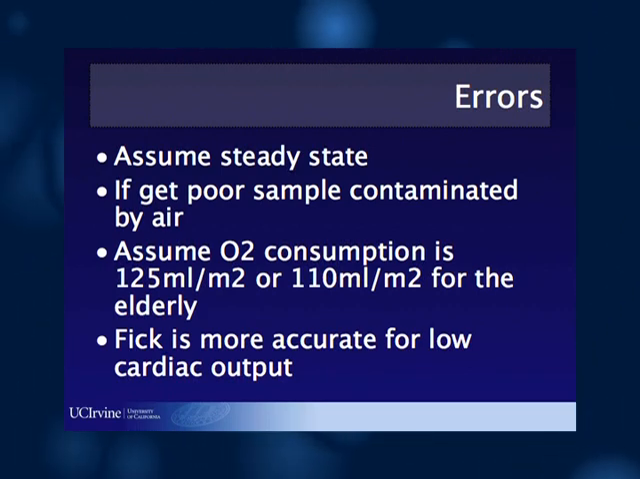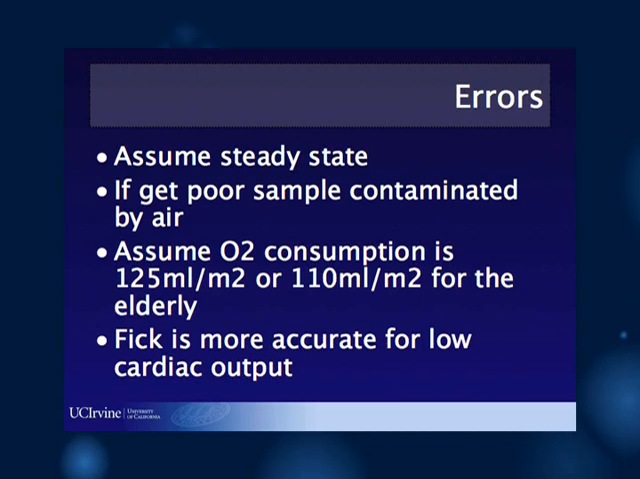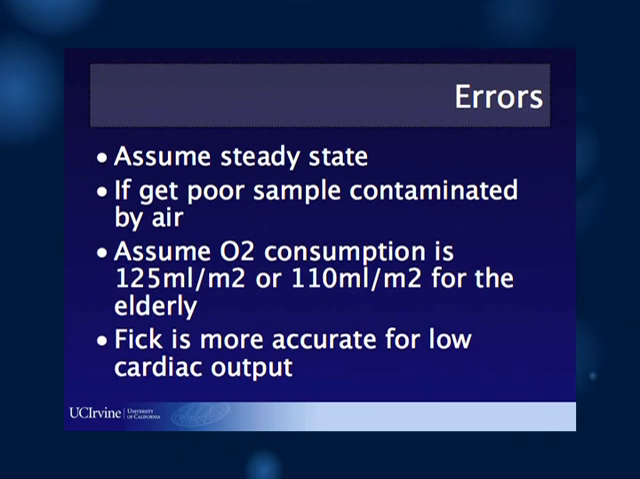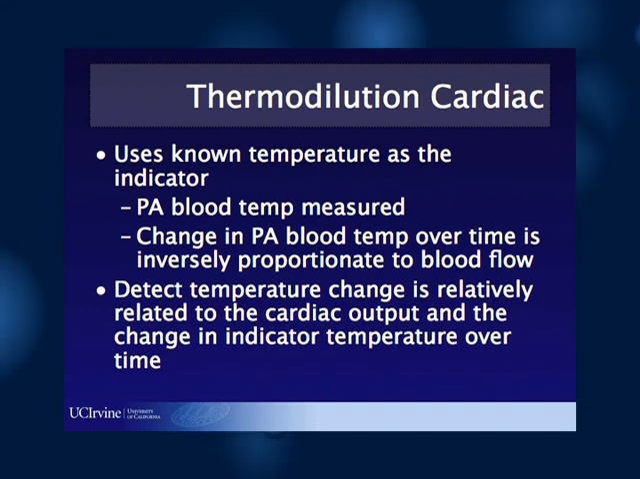If oxygen samples are contaminated by air and not immediately analyzed, this may introduce error in the oxygen content measurement. It is also assumed that the oxygen consumption for the individual is 125 milliliters per meter squared, or, if the person is very elderly, 110 milliliters per meter squared, but this may not be true for all individuals under all circumstances. The Fick is most accurate for low cardiac output, more so than the thermodilution method, which we will talk about next.